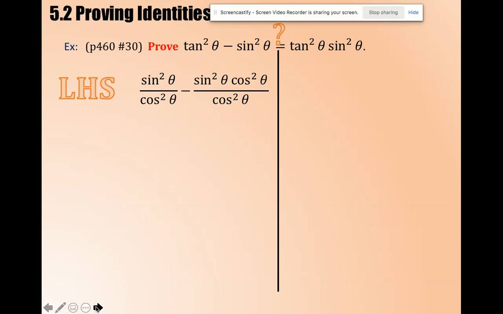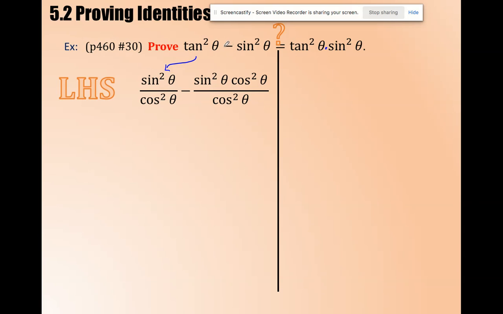What is happening right there? What did I do? What is going on? Can you tell what I did, piece by piece? I didn't know what to do, right? I've got a tangent squared and a sine squared separated by a minus, and I have a tangent squared and a sine squared over here as a product. I don't know what to do.